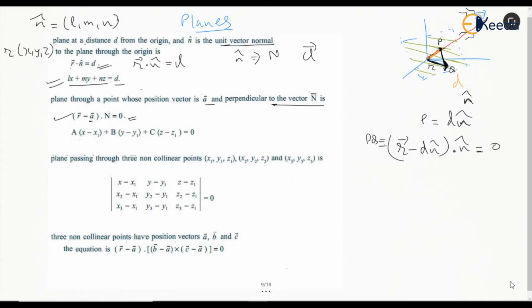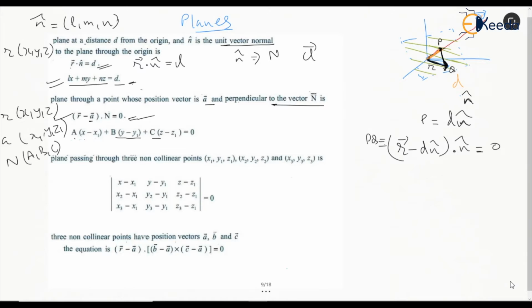And we are going to get this equation. So in this case, again, r is having the components x, y and z, and a is having the components x1, y1 and z1. And this n, which is the normal, will have the direction ratios as A, B and C. So this is going to be A into (x minus x1), B into (y minus y1) and C into (z minus z1). So this is similar, just written in the Cartesian form, right? In this case, it was like this.